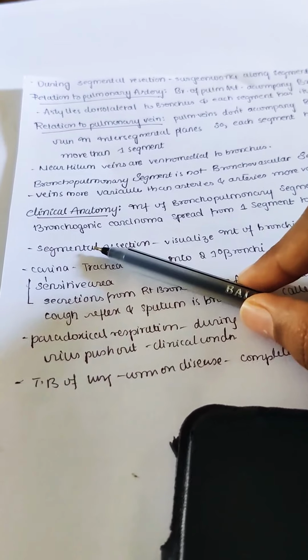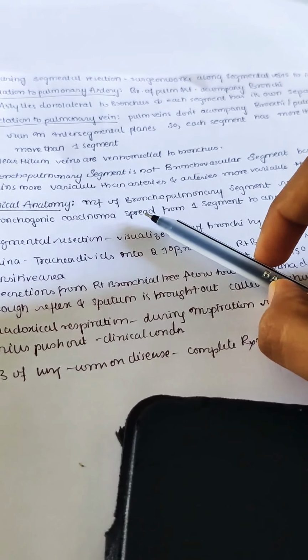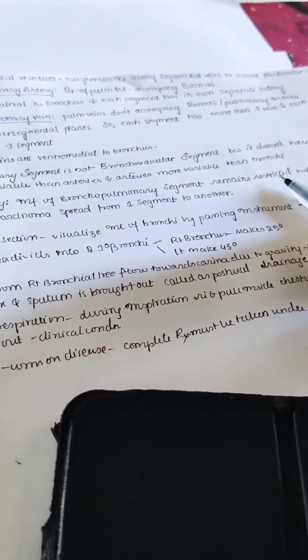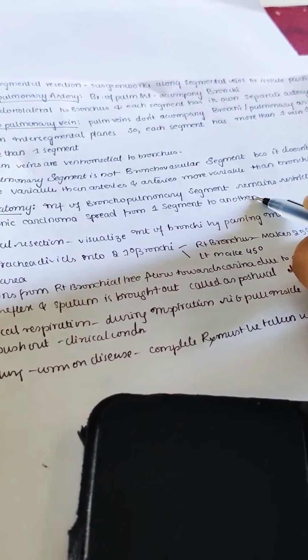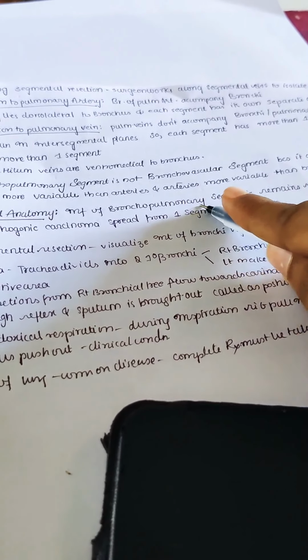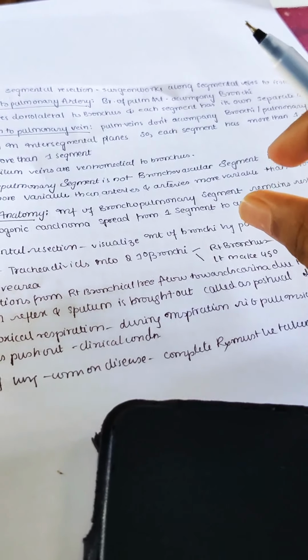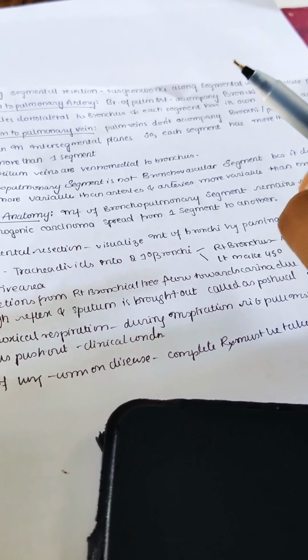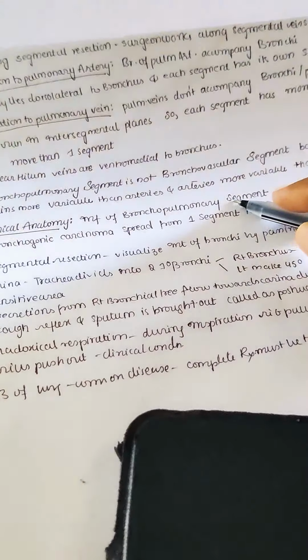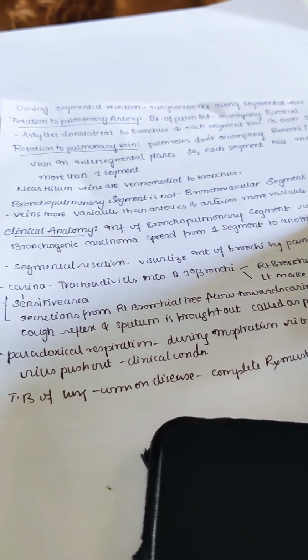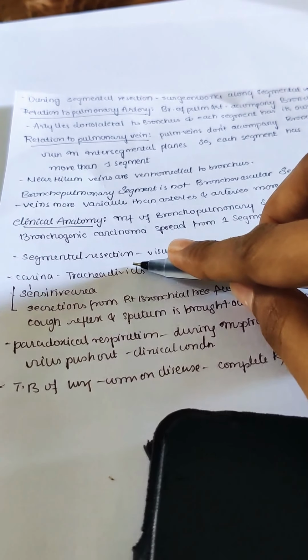Next we will see the clinical anatomy. The infection in bronchopulmonary segments remains restricted, but in the case of tuberculosis or bronchogenic carcinoma it may spread from one segment to another. Actually, in the case of a bronchopulmonary segment the disease remains confined, but especially in TB or carcinoma, infection may have a chance to spread from one segment to another. Next, segmental resection we already discussed.